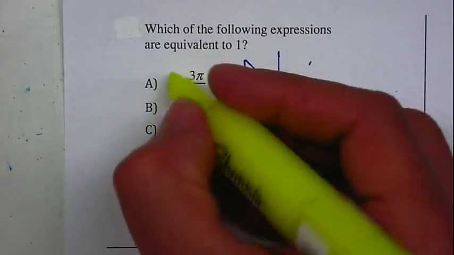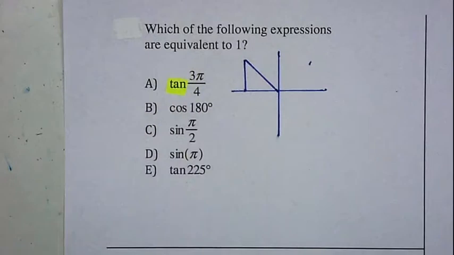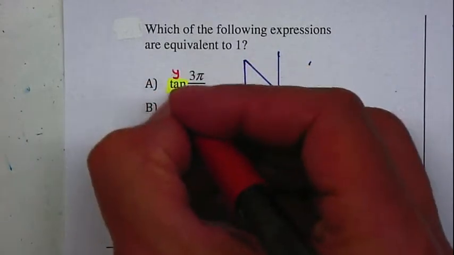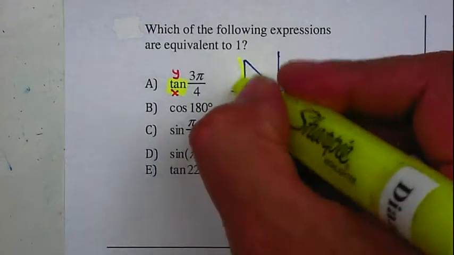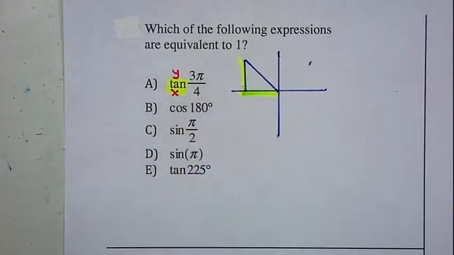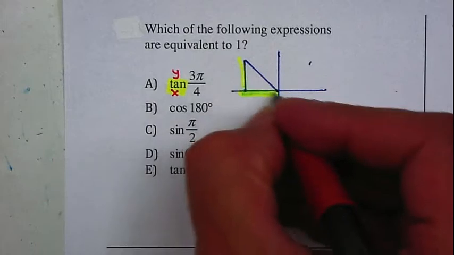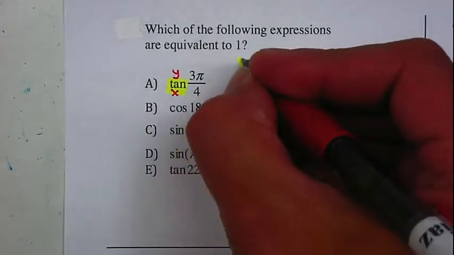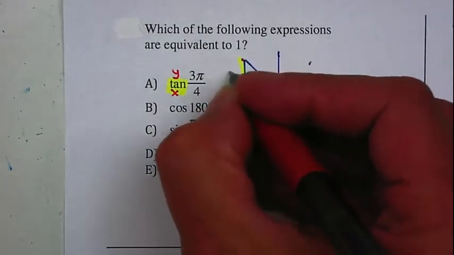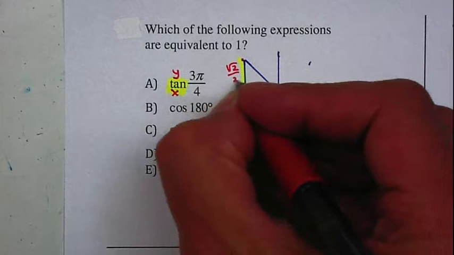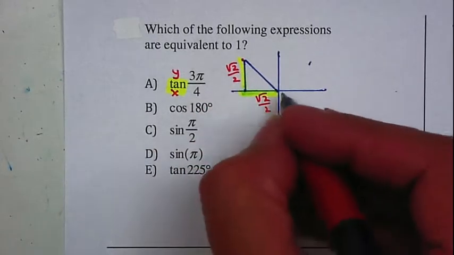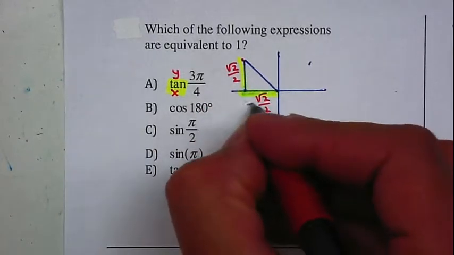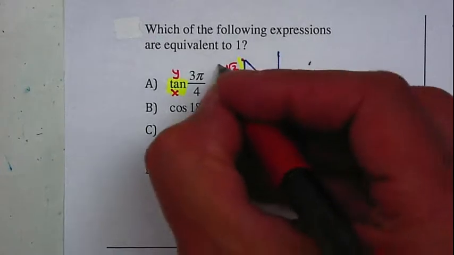Tangent is my y over my x. So therefore, my y value over my x value. My y value and x value, because it's a 45 degree angle, they both are congruent, and they both are square root of 2 over 2, square root of 2 over 2. Just be careful, because you're going to the left, this will be negative, and because you're going up, this will be positive.